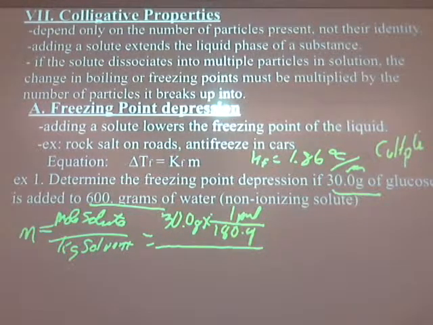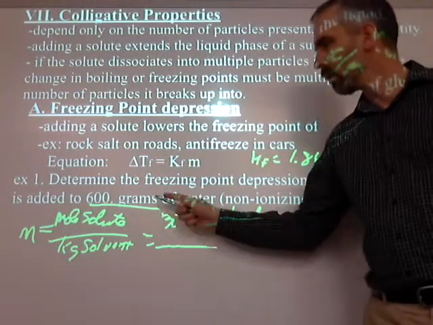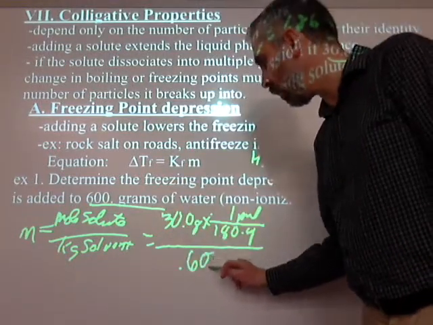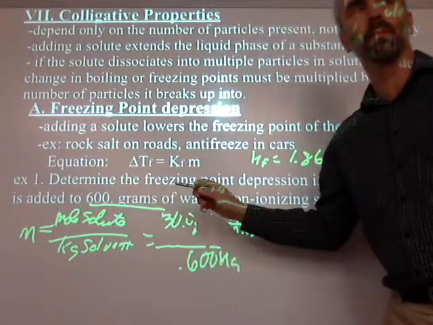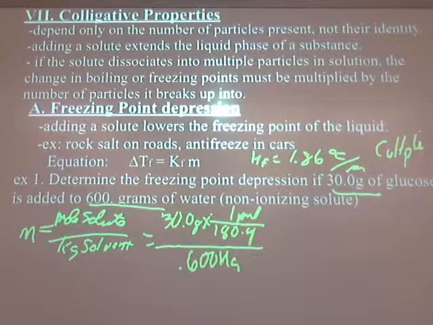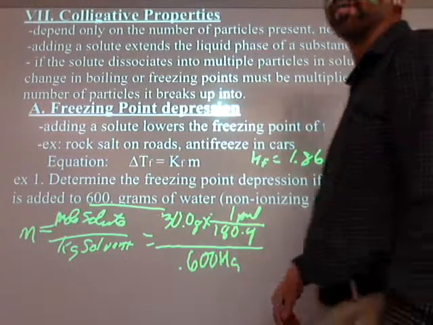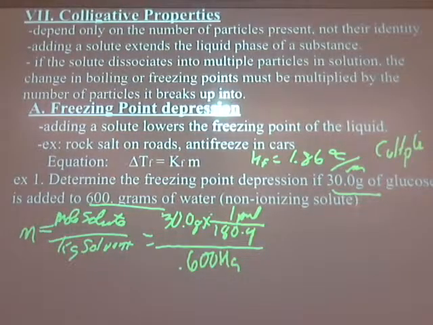What about kilograms of solvent? How many kilograms of solvent do I have? I have 600 grams, which would be 0.600 kilograms, right? Now get your calculators out and do that. 30 divided by 180 divided by 0.6. What do I get?